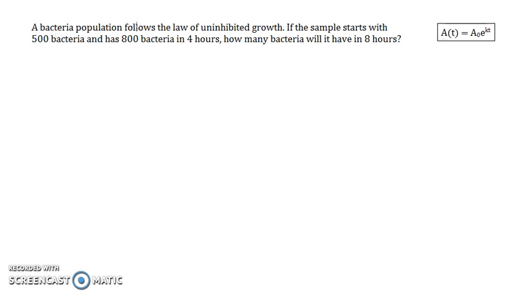So a bacteria population follows the law of uninhibited growth. That means exponential growth and decay. That's this model. The sample starts with 500 bacteria and has 800 bacteria in 4 hours. How many bacteria will it have in 8 hours? Okay, so we need to set up our equation and then we can answer this question. We've seen the same idea over and over again. We're going to use what we know to get this equation set up, and then we're going to go back and answer the question. Okay, so let's work on getting this set up first.